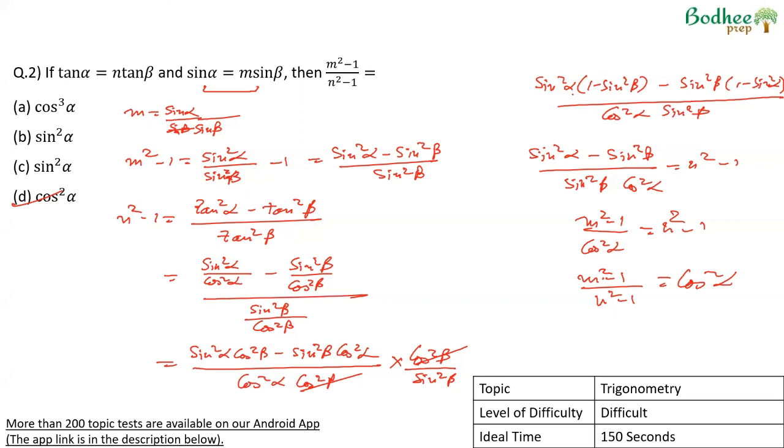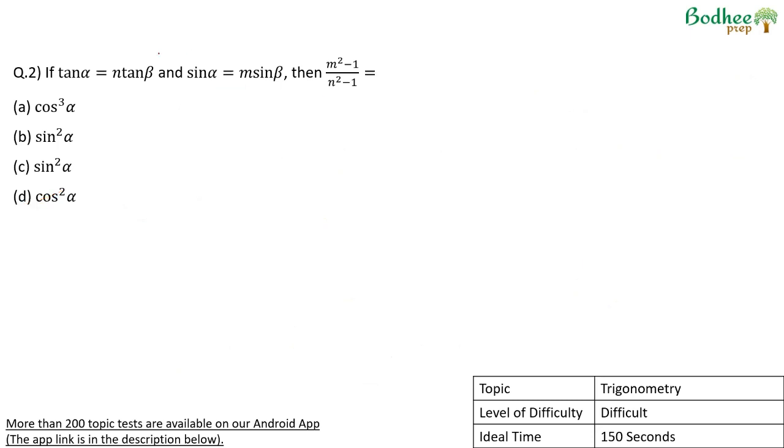Another easier way of going about this question would be to simply assume values. So for example, let alpha be equal to 30 degrees and beta be equal to 60 degrees. If you put the values here, tan 30, which is 1 by root 3, is equal to n times tan 60, which is root 3. So n becomes 1 by 3.